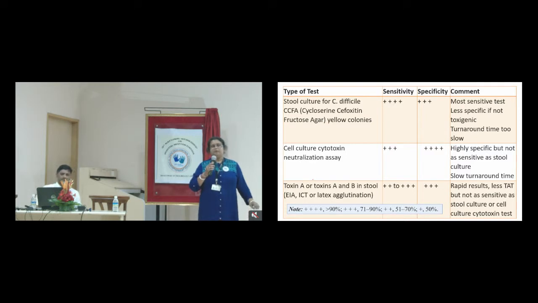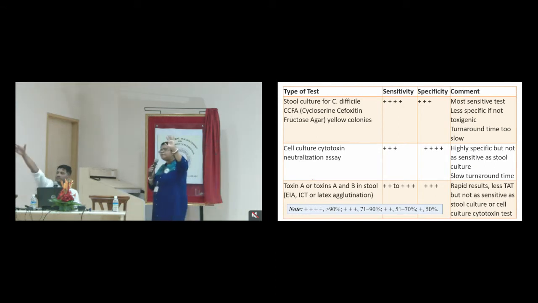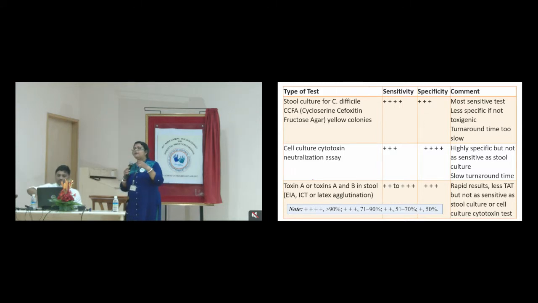Toxin detection. And also, only in case of an outbreak, if you want to do epidemiology, you can do a culture for ribotyping. The other group? Let them tell also. Colonoscopy can also be done to confirm the diagnosis. Very good.